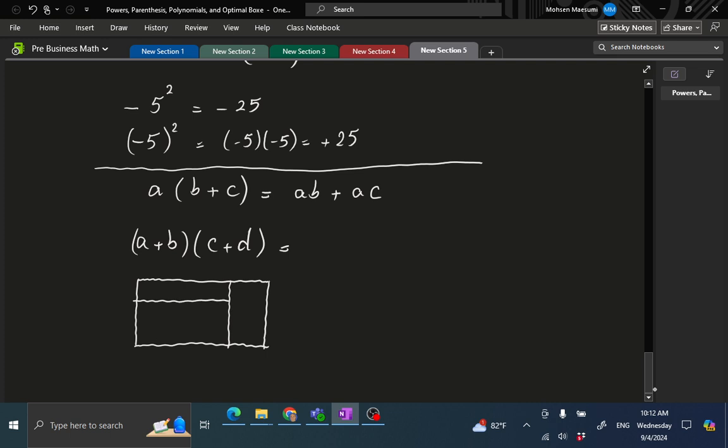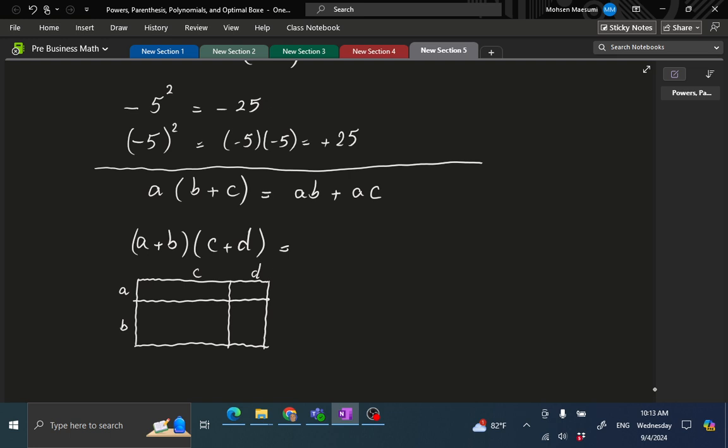So suppose the length of this side is A, and this is B, and this is C, and this is D. Now if we want to find out the overall area of this, of course I can add these two lengths and these two, so I'll have A plus B for perhaps the height, C plus D for the length, and I multiply these two and find the area.